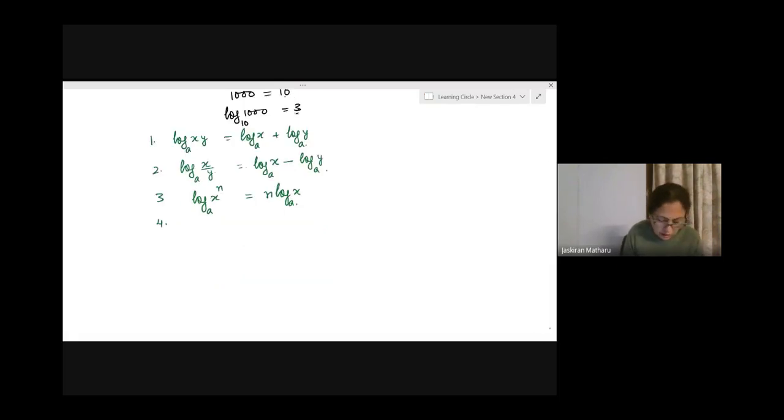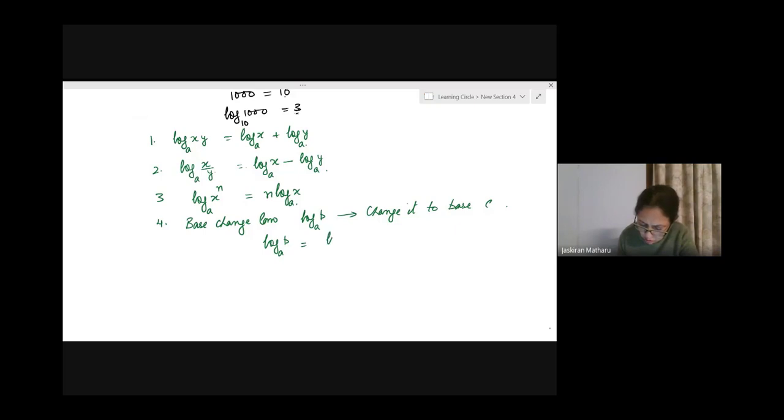Fourth law is also called the base change law. So it is log of b to the base a. So let us say we want to change it to some other base c. So this can be written as log b to the base a is log b to the base c divided by log a to the base c.